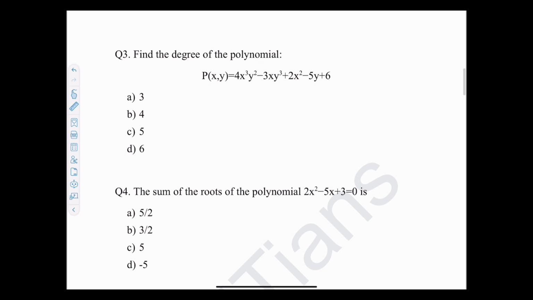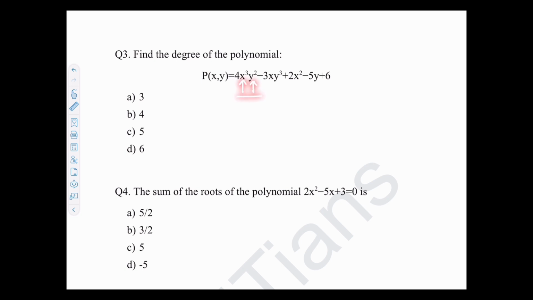So we have to find out the degree of this polynomial, 4x cubed y squared minus 3xy cubed plus 2x squared minus 5y plus 6. Now, what is the degree of a polynomial? The degree of a polynomial is the highest power on the variable. So if we see the variables here are x and y, and we want to find out the power on those variables. So here the power over x is 3 and the power over y is 2.